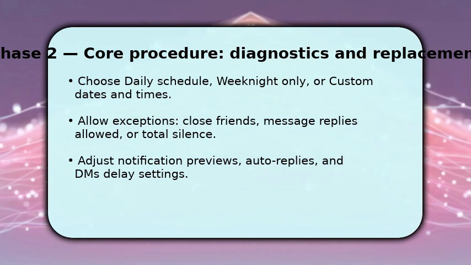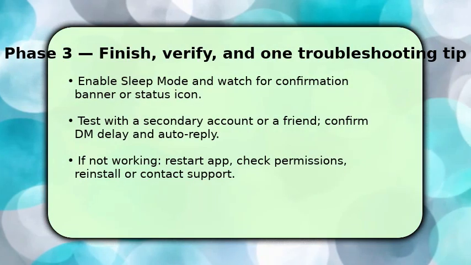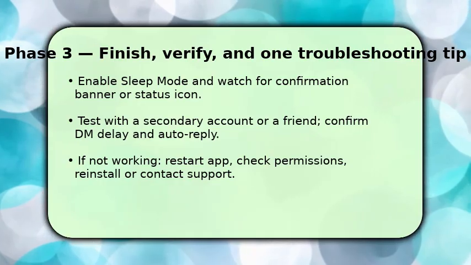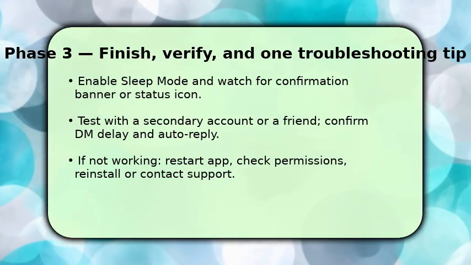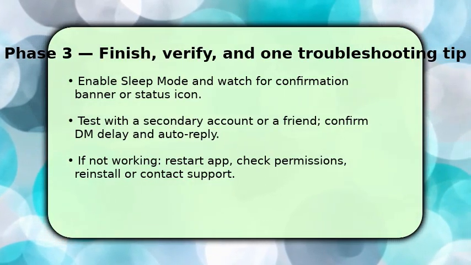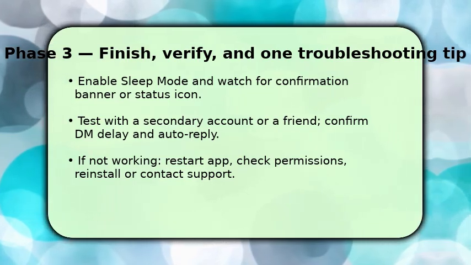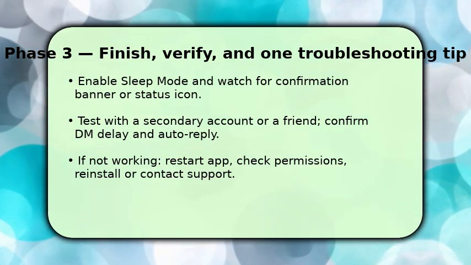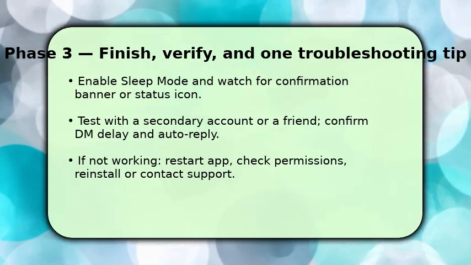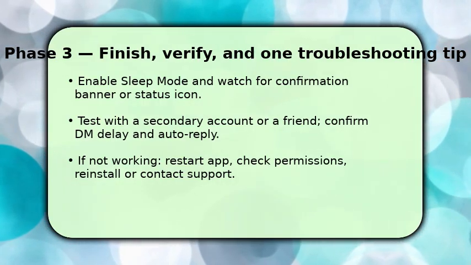Activate sleep mode and watch for the confirmation banner or status icon on your profile. This verifies it's on. Once activated, test with a friend or secondary account to confirm DMs are delayed, previews hidden, and auto-replies sent. If things go wrong, restart the app first, then check notification permissions and background app refresh.